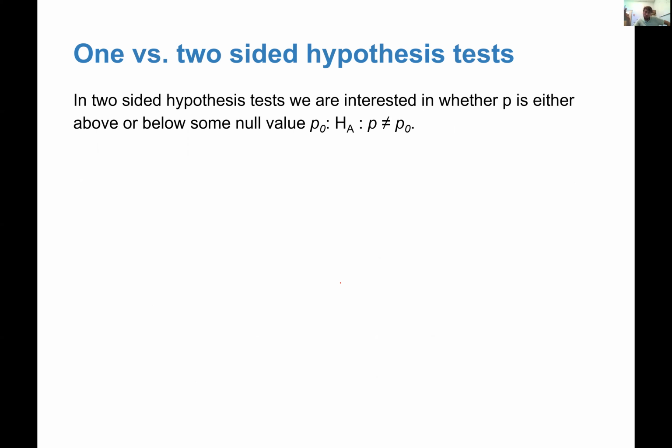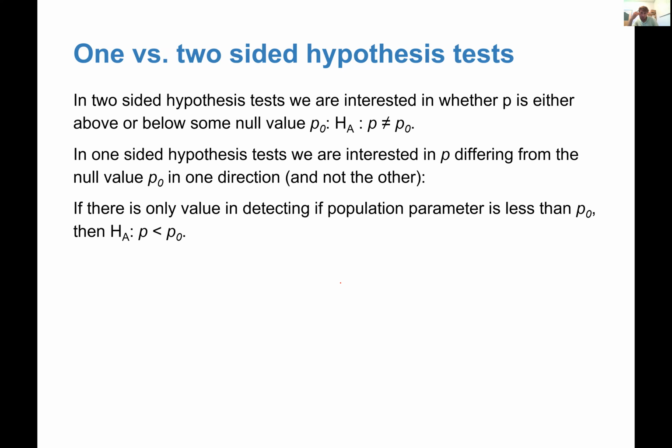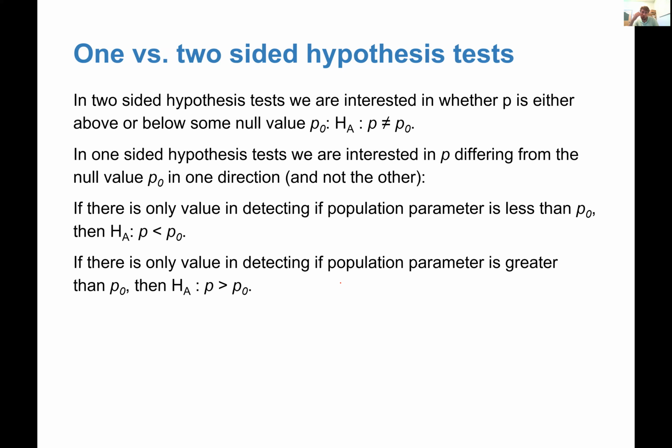In a two-sided hypothesis test, we're interested in whether p is above or below the null value. In a one-sided hypothesis test, we're only interested in p differing from the null value in one direction, either greater than or less than. We're only interested in one direction. So it could be p is less than p naught, or p is greater than p naught. p is the true proportion. p naught is the one we use for the null hypothesis.